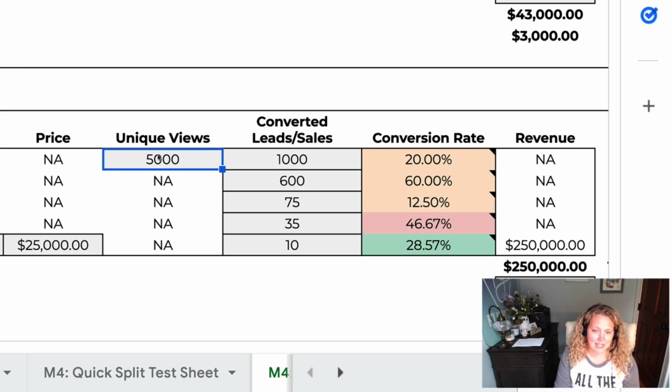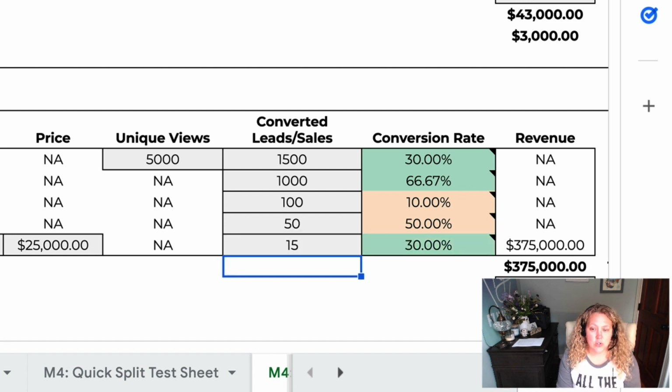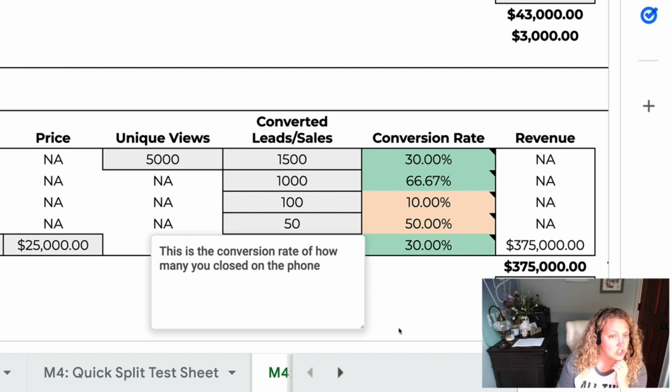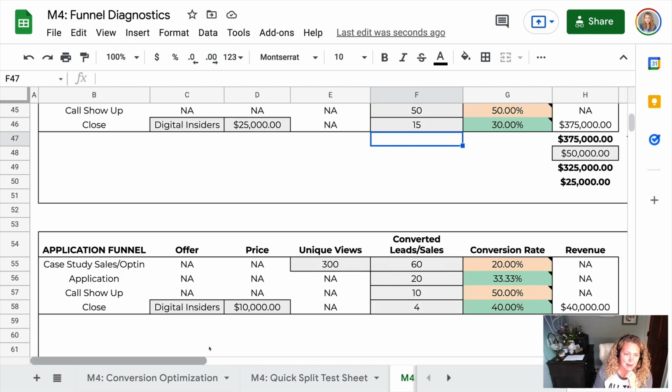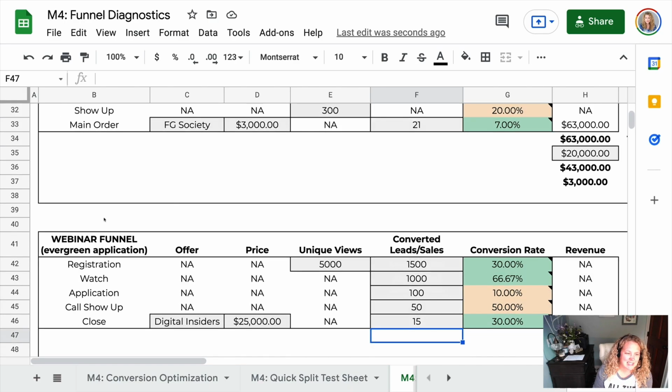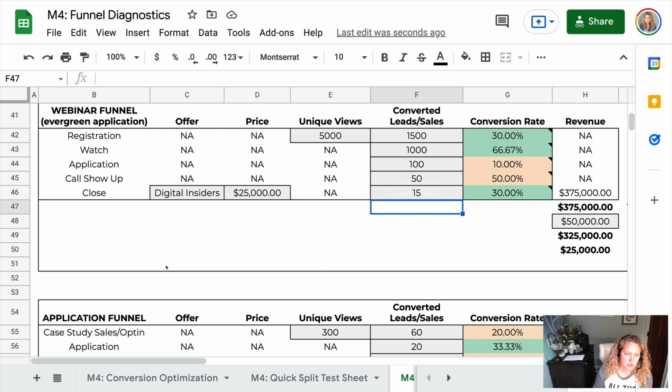So if we do this one, let's say you have 5,000 people, you get 1,500 to opt in, you get 1,000 people to watch, you get 100 people to apply, you get 50 to show up to the call, and you get 15 people to purchase. Now this is what you're at, green and yellow. This is an application funnel. This is basically the same as this. It just adds the registration on top of it.